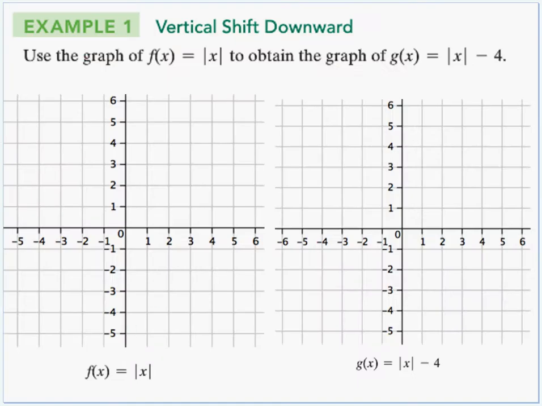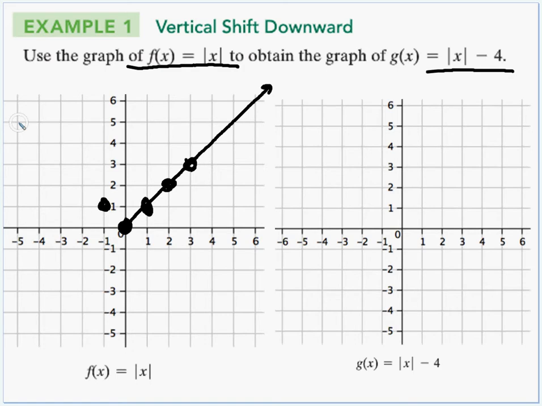So here's a little example we can try. Use the graph of the absolute value of x to graph the absolute value of x minus 4. Well, real quick, let's just recreate the absolute value of x graph. Absolute value of 0 is 0, absolute value of 1 is 1, 2 is 2, 3 is 3, so we're going to be going up this way. And then the absolute value of negative 1 is 1. The absolute value of negative 5 is 5. So there's a couple points, and if we connect those, there's our basic absolute value of x graph.